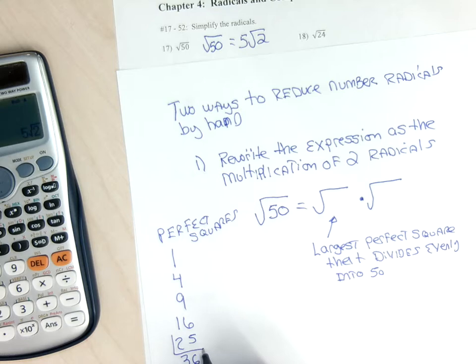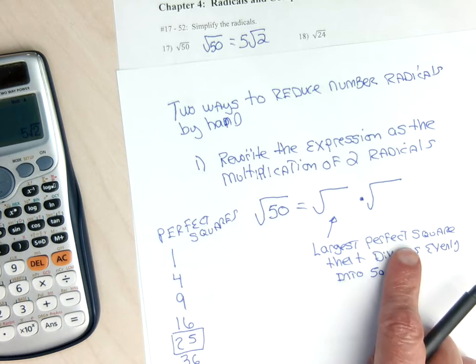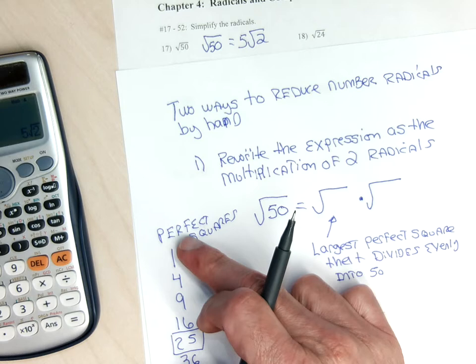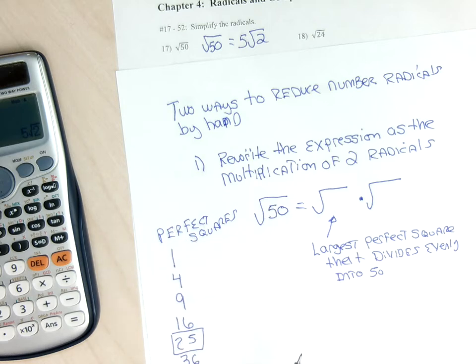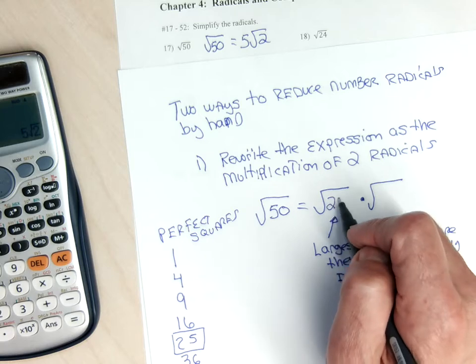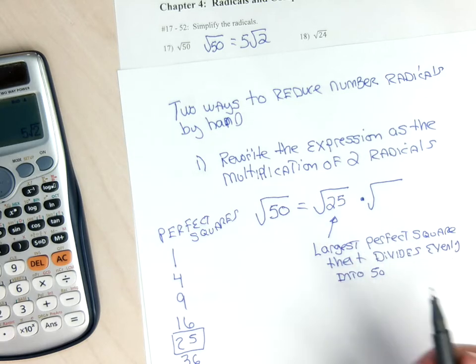And in this list, 25 is the only number other than 1 that goes evenly into 50. It's the biggest perfect square. These are all the perfect squares less than 50, and I need to find the perfect square that's less than 50 that divides evenly into 50. And 25 would be that number because 25 divides evenly into 50.